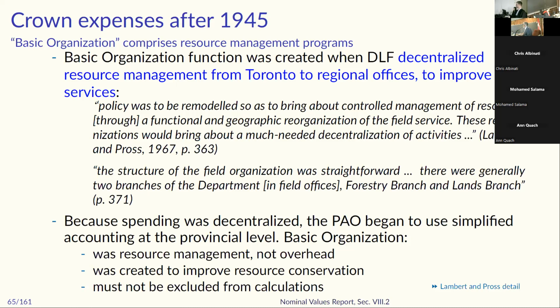So we have to turn to other sources to understand what the programmatic functions were that spending through the basic organization supported. And that's why I've included these quotes. It says there really was no change. Forestry branch still existed, but now it existed inside these district field offices. And so it was aggregated up in the accounts and called basic organization. But this quote tells me forestry branch still existed as a function.